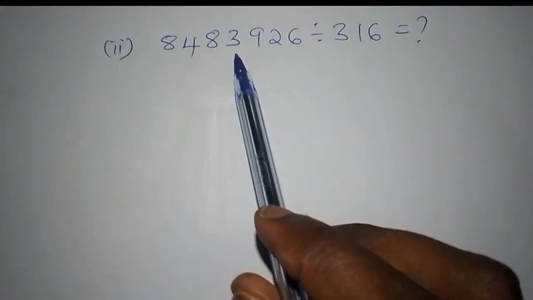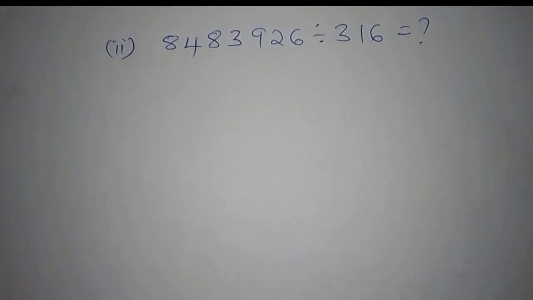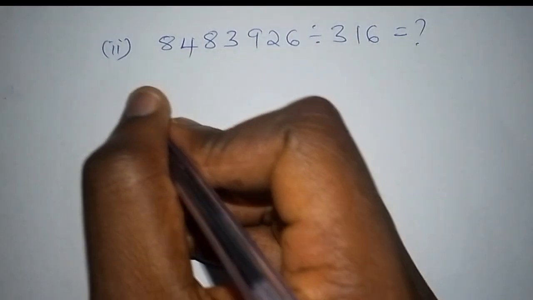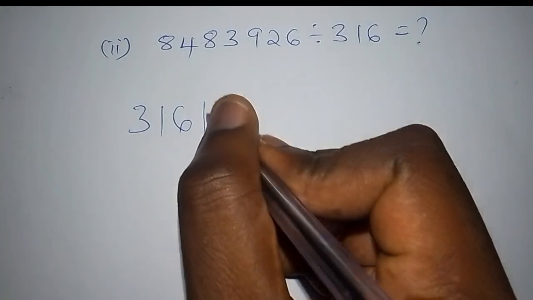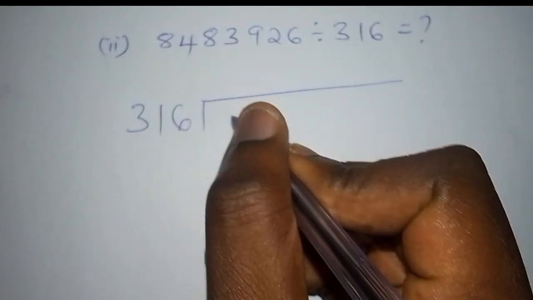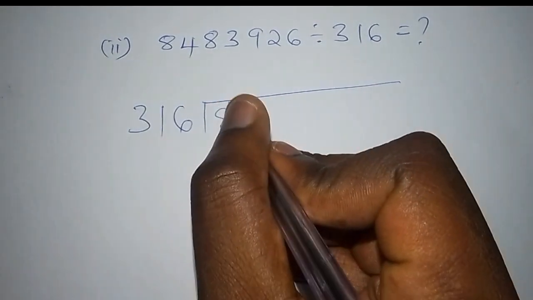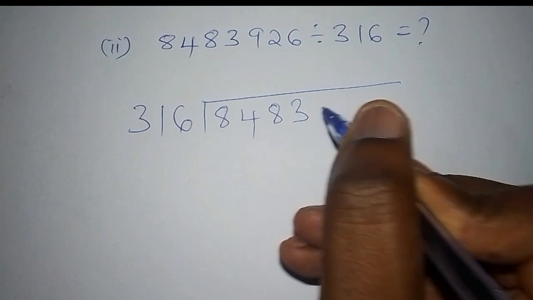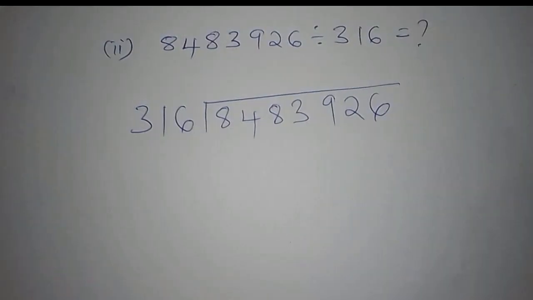848,3926 divided by 316. So as usual, you arrange it in the correct order, whereby you are going to pick 316 here, then we are going to divide 8,483,926. So that is what we have.